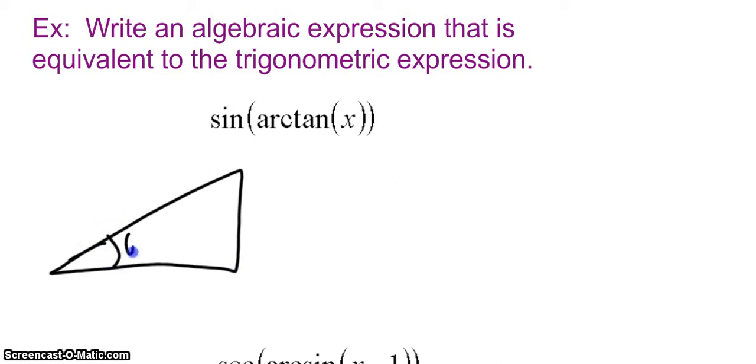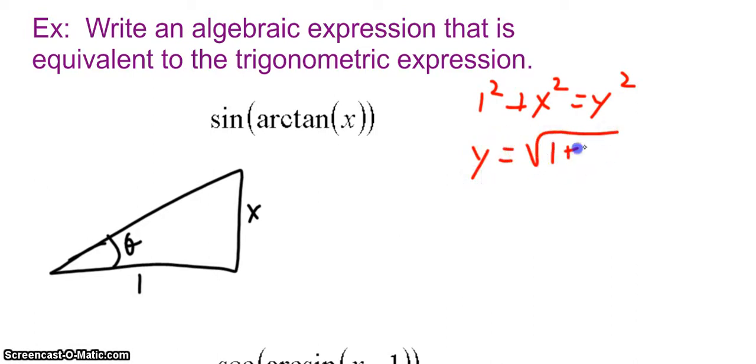So if I call this theta, arctan of x is telling me this side is x and this side is 1. Using the Pythagorean theorem, 1 squared plus x squared equals y squared. So y equals the square root of 1 plus x squared, because 1 squared is 1. So this side is the square root of 1 plus x squared.